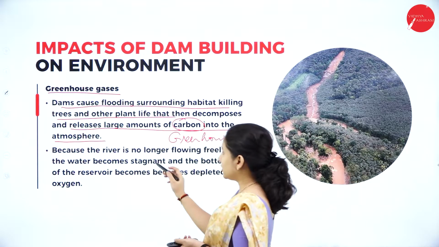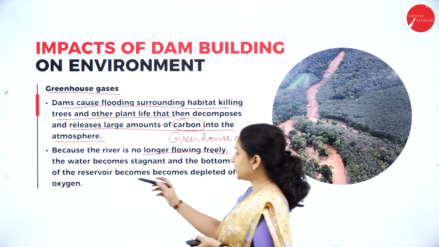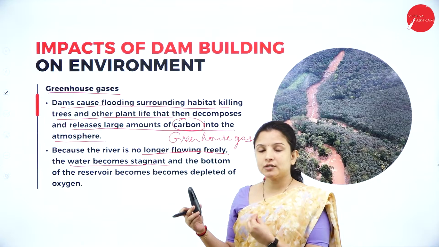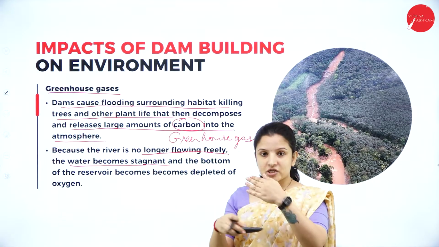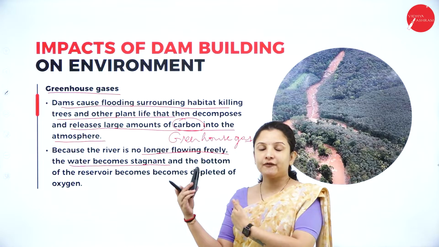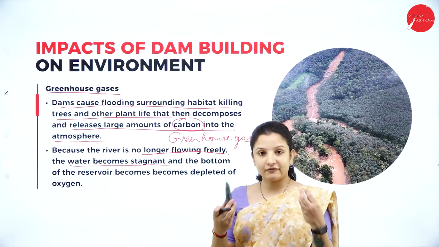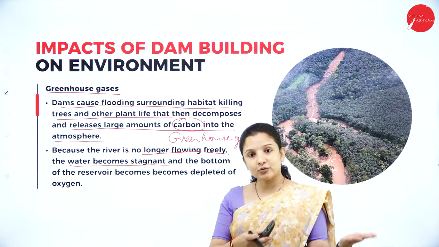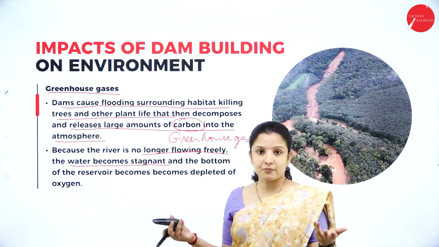And because the river is no longer flowing freely, the water can also become stagnant. So freely flowing water, the water is free flowing, right? And it will get replenished every time. So when it is free flowing, all the dead plant debris or logs, dead animals, fishes, whatever is there in the water, that will freely flow off from one place to another. It will not cause much of a problem.